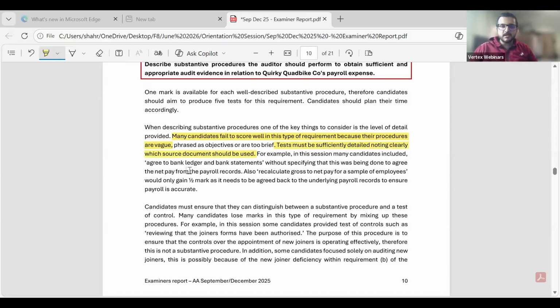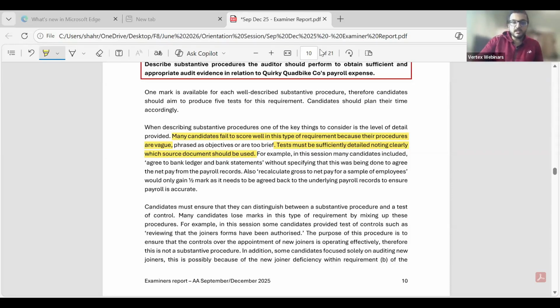For example, in this session, many candidates included agree to bank ledger and bank statements without specifying that this was being done to agree the net pay. So what's the objective? They're just saying that we'll agree the bank ledger and the statement. But why are you going to do that? Is there any objective? Is there anything going on in your head? You need to tell the examiner that this is exactly the reason why I'm doing this, and this is exactly what this procedure will achieve.